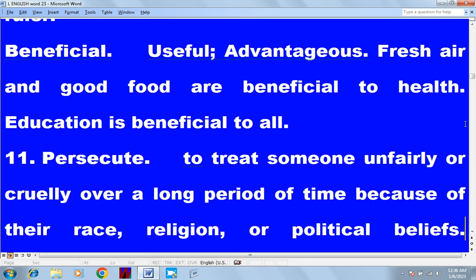Beneficial, useful, advantageous. Fresh air and good food are beneficial to the health. Education is beneficial to all.